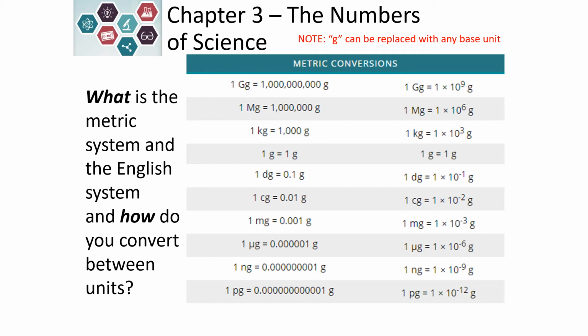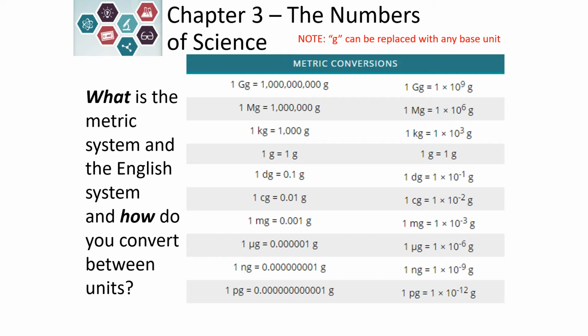So here's a table that uses grams, but that grams can be replaced with any unit. It could be seconds, it could be liters, but we start at the base unit. If we go up the table, a kilogram is 1,000 times larger than a gram. A megagram is 1,000,000 times larger than a gram. And a gigagram is 1,000,000,000 times larger than a gram. If we go down the table, we get smaller than that gram.